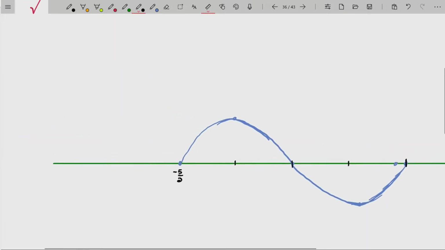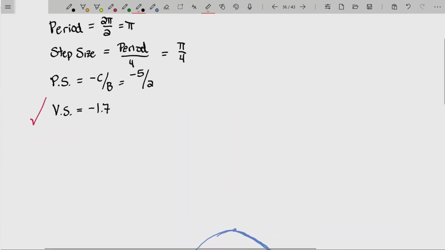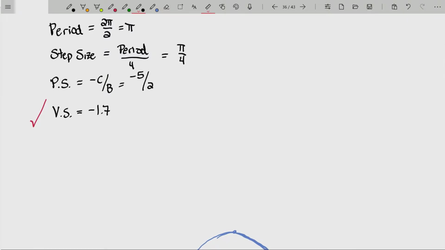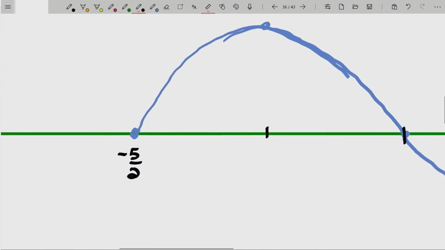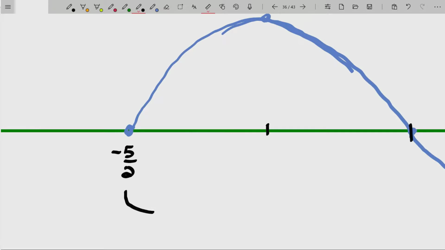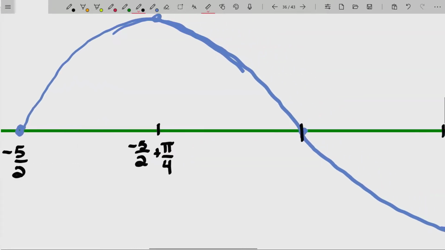So let's see what the step size is. A pi/4. So we're going to step by a size of pi/4 from here to here. How are you going to do that? -5/2 plus pi/4. That's how you're going to do it. That is perfect. Then, to get to the next point, you're going to step again by a pi/4.